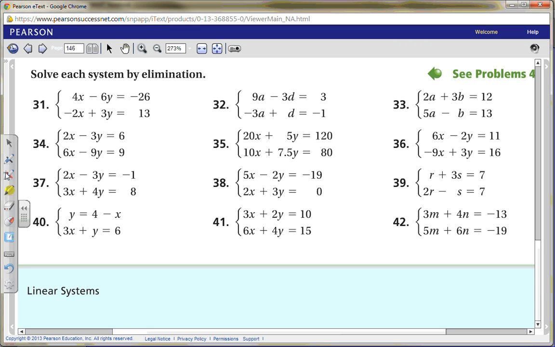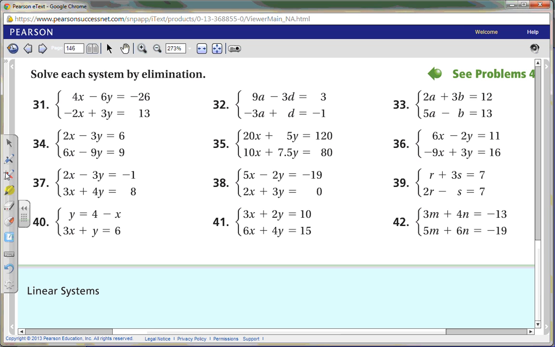Look at 41. What did I multiply 3 by to get 6? 2. What did I multiply 2 by to get 4? 2. What did I multiply 10 by to get 15? Not 2. So what does that tell you? They're very, very, very similar except for what's different. The b value. So whenever your slope is the same but your b value is different, what do you know about your lines? They're parallel. They're parallel lines. So 41, is that going to have a solution? No.